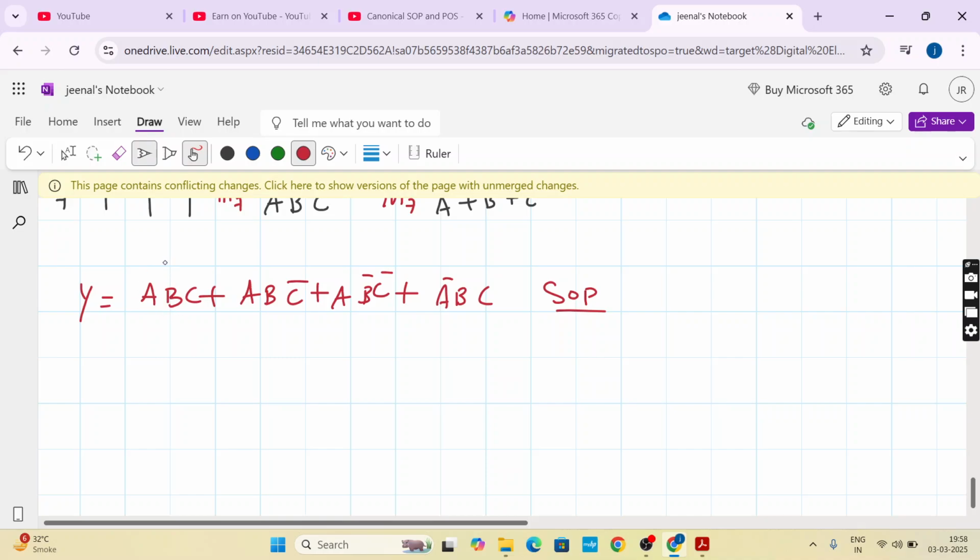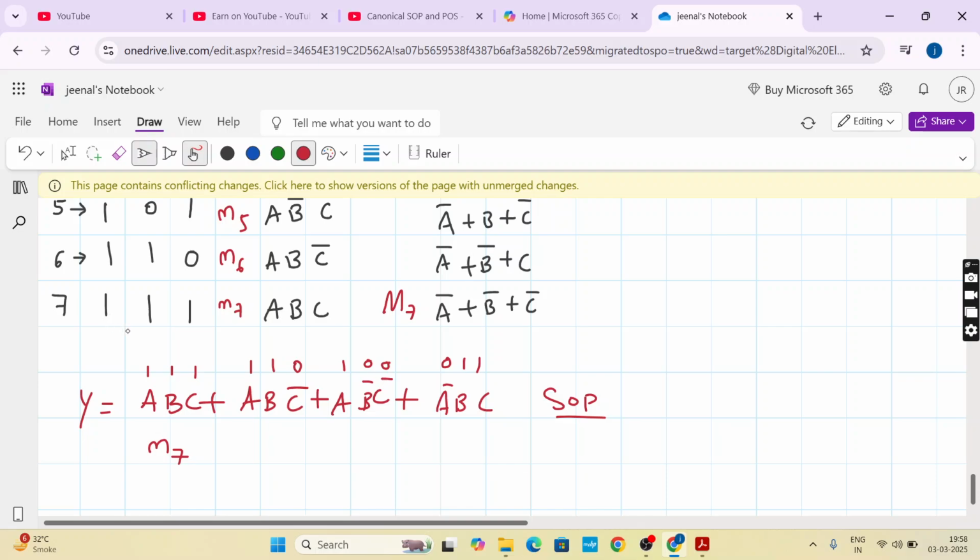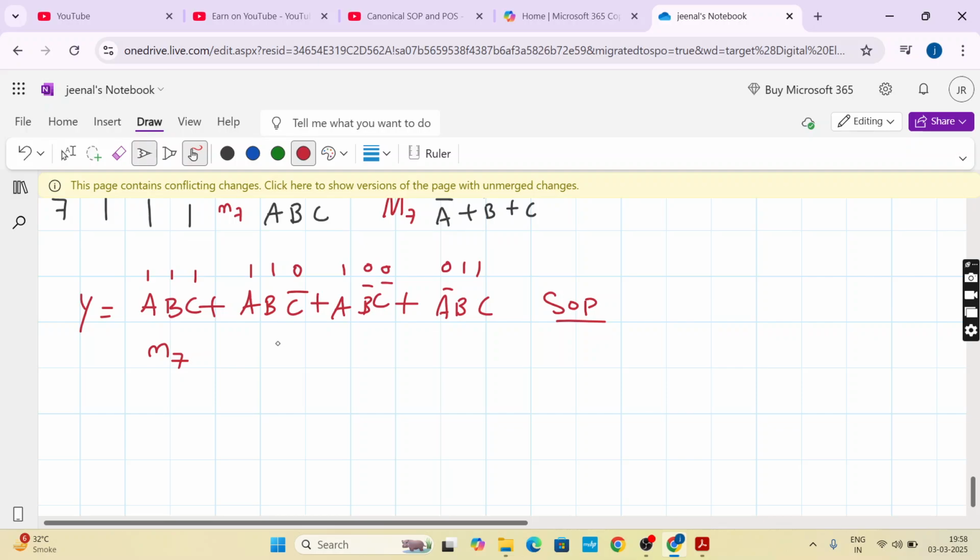First I have to write down the decimal equivalent of this term. Since it is ABC, it is all 1, 1 and 1. Here I have 1, 1 and bar is complement, 1 0 0, and I have 0 1 1. So the decimal equivalent of this min term is small m suffix 7. See here, we did the same thing: 1 1 1, I have small m suffix 7.